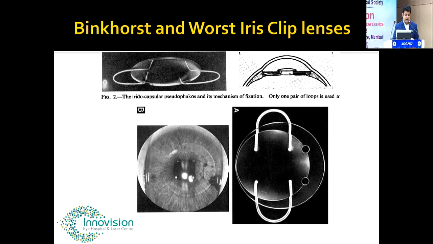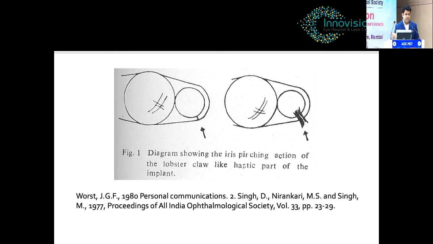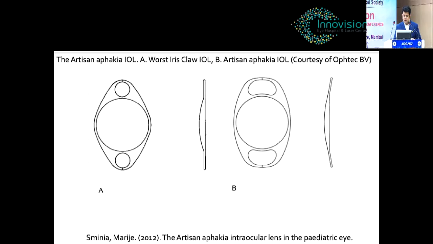The first ever iris fixated lens was the Binkhorst and Worst iris clip. This is a picture from 1980 from the Indian Journal of Ophthalmology. If you see the enclavation, it's slightly superior temporal, and not temporal. That was probably because in the initial days the side ports were made on a different axis. And the Artisan aphakic IOL, which is not very freely available in India, was one of the FDA approved ones in 1995, I believe.